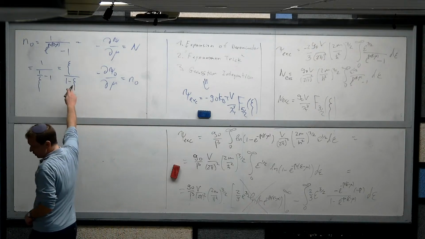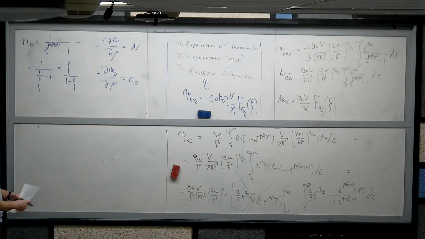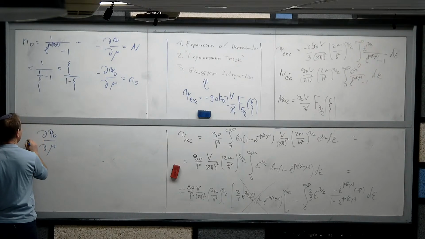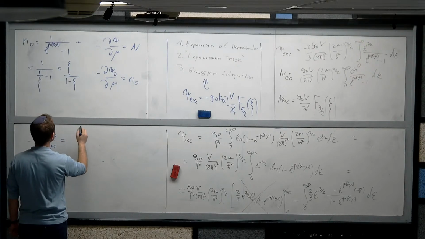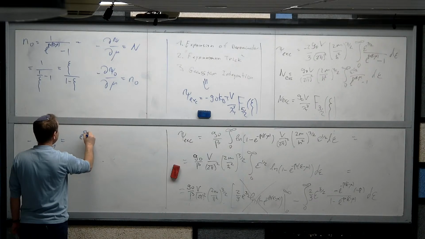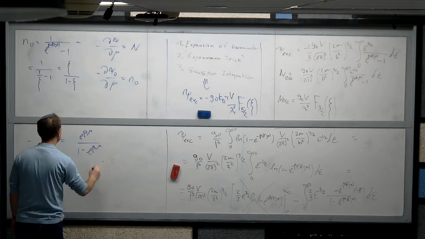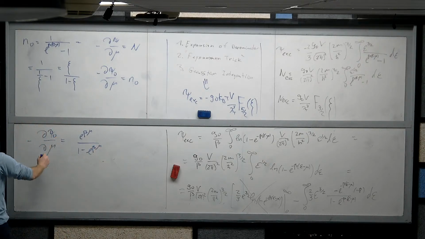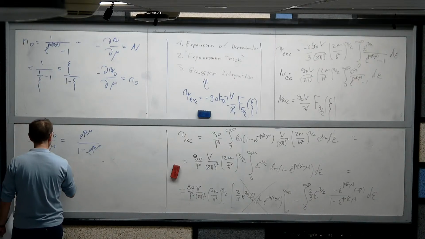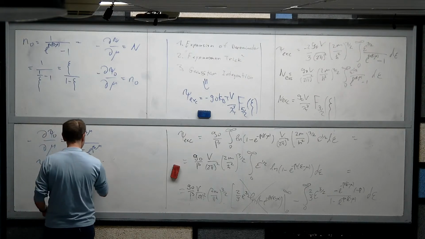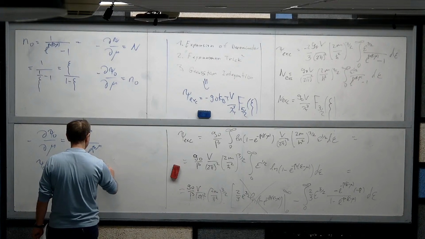Okay, so now what we have is that d psi 0 over d mu, with a minus, equals what? Equals e to the power beta mu divided by 1 minus e to the power beta mu. So I can solve this equation, and I can say that psi 0 is k Boltzmann T log of 1 minus e to the power beta mu.